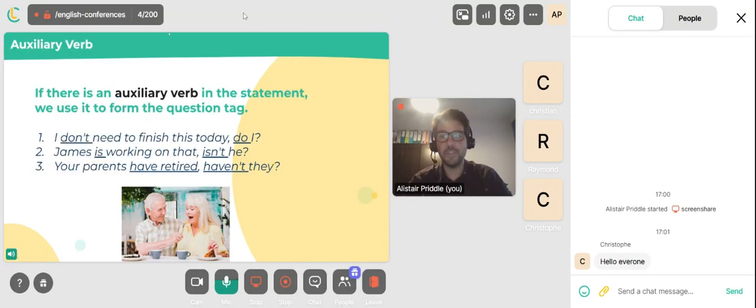Let's think about auxiliary verbs. Okay, so if there is an auxiliary verb in the statement, we use it to form the question tag. Number 1, I don't need to finish this today, do I? Number 2, James is working on that, isn't he? Number 3, your parents have retired, haven't they?